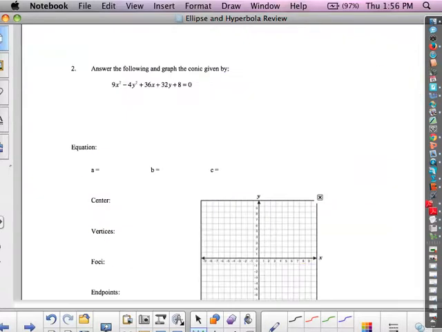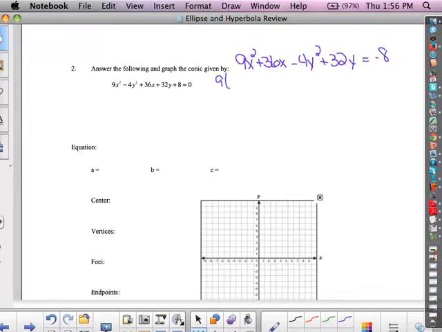Okay. The next one's an ellipse. And I'll probably just do part of it. Hopefully that will be helpful. For this one, again, you want to get it in standard form, which means you're going to have 9x squared plus 36x minus 4y squared plus 32y equals negative 8.